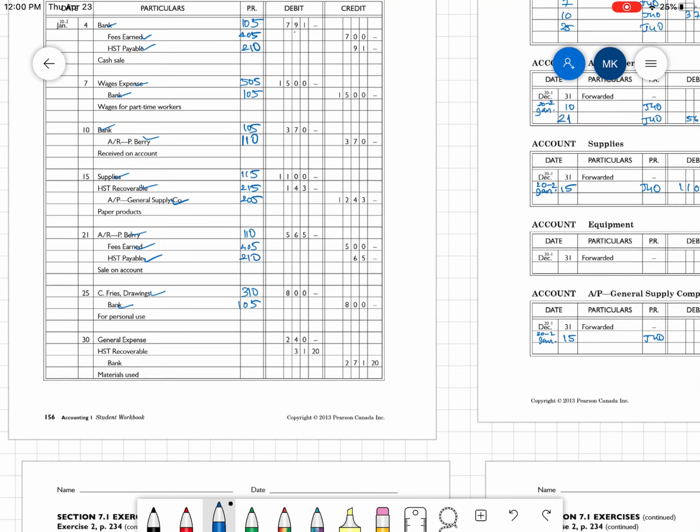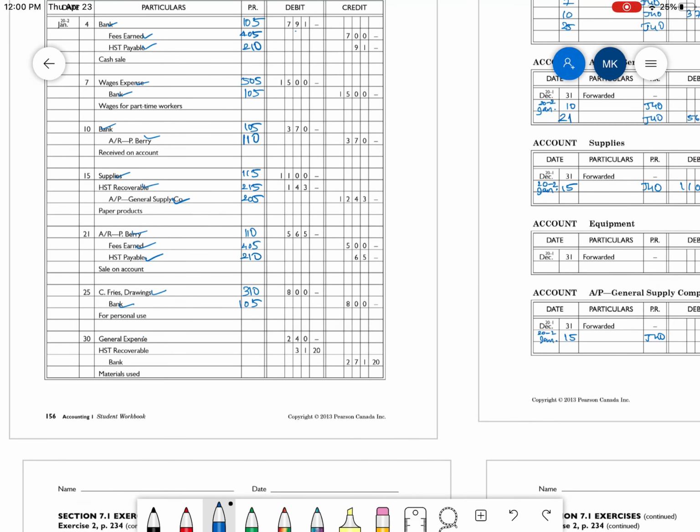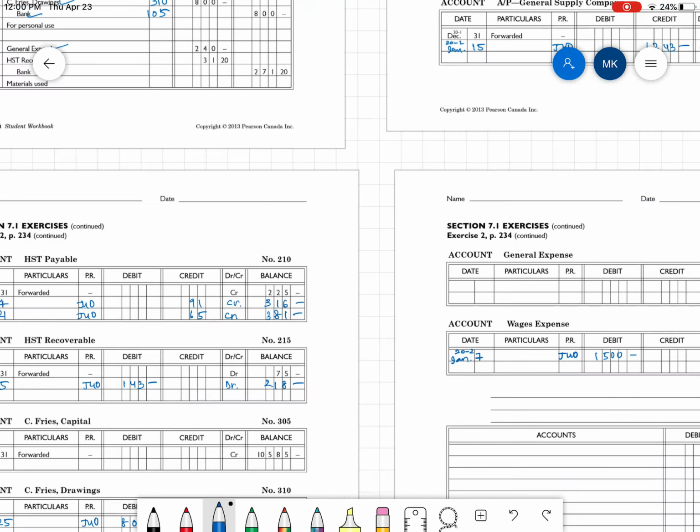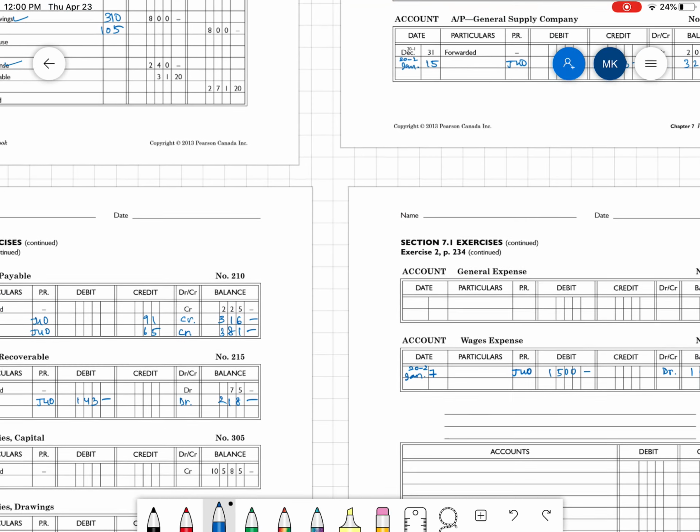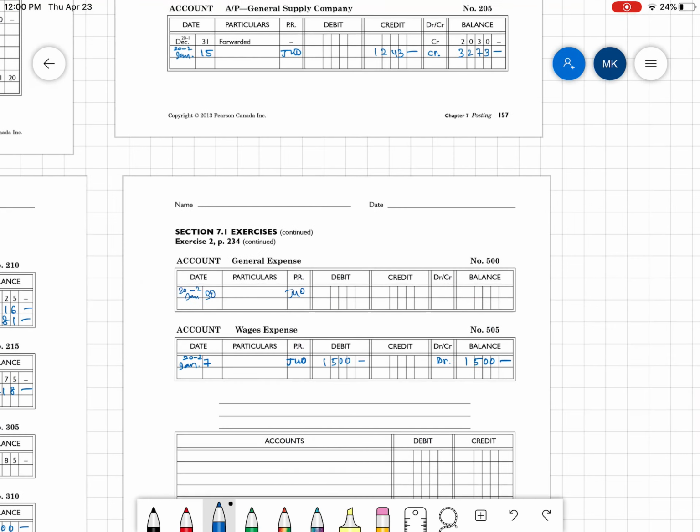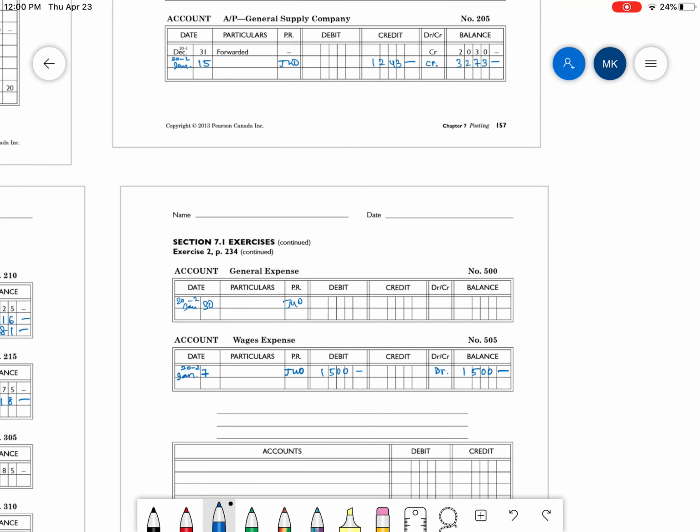Next you have general expense, that is 240 debit. So let's go to the general expense account. This is J40. The transaction is on date January 30. Now the general expense account was debited by 240, so you write on the debit 240. Now there is nothing, so the debit balance is 240.